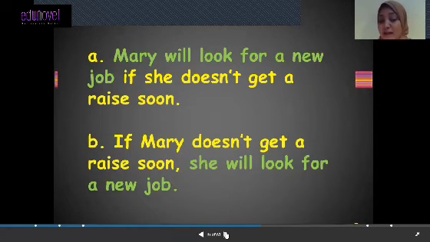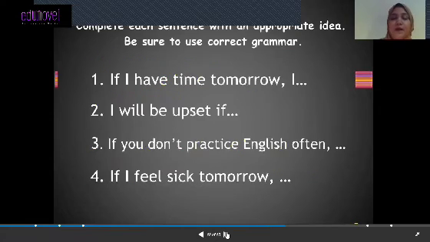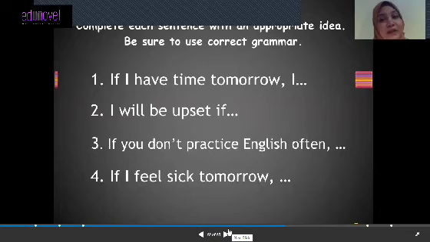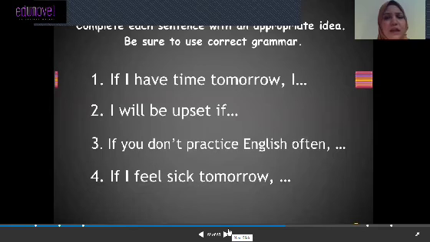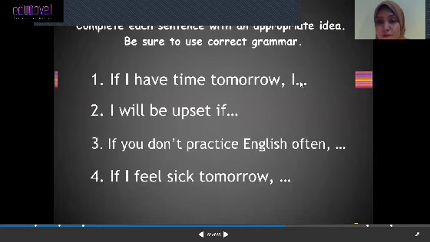So let's practice it. Okay, complete each sentence with an appropriate idea. Be sure to use the correct grammar. So let's see the first one. If I have time tomorrow, what will you do? Waiting for your answers. I would be upset if... What is the situation that can make you upset? Remember here that in the first sentence, we have the main clause. So we're going to have will plus the verb in the infinitive. In the second sentence, we have the main clause and then if, and we need the situation.